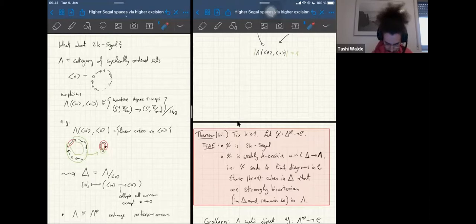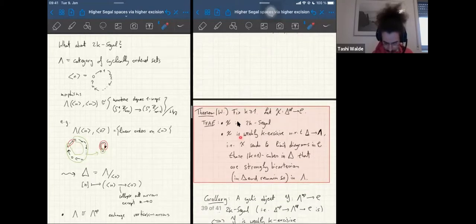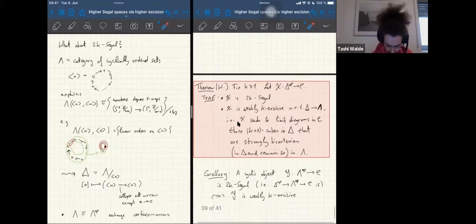So really we have this weakly excisive condition where we look at excisiveness, but it's somehow a relative version where we let this functor guide us in telling us which cubes we're supposed to consider. And a corollary of this is that if you have a cyclic object, so a cyclic object is a functor from the cyclic category, which is 2k Segal, by which I just mean that its restriction to delta is 2k Segal, then this here is 2k Segal if and only if it is weakly k excisive.